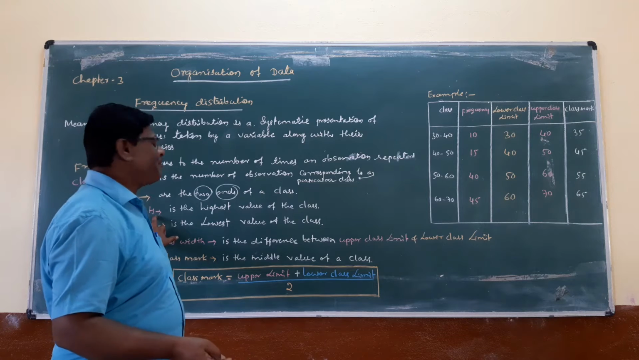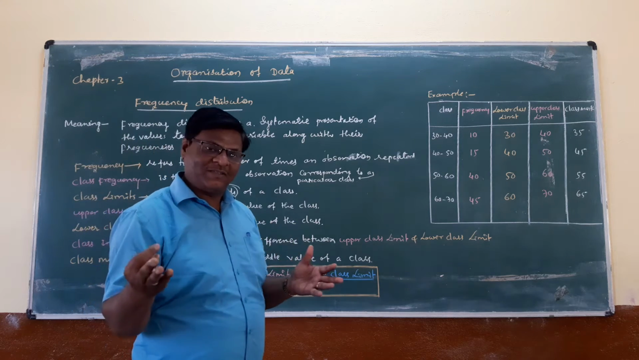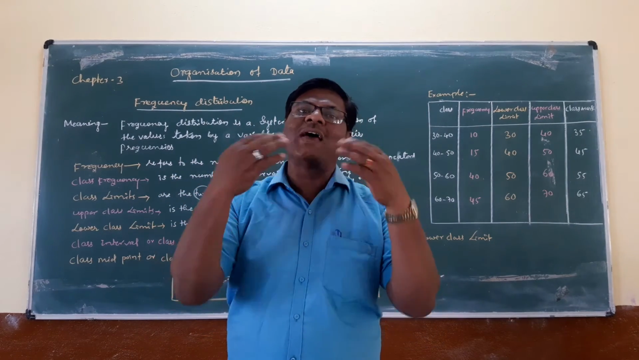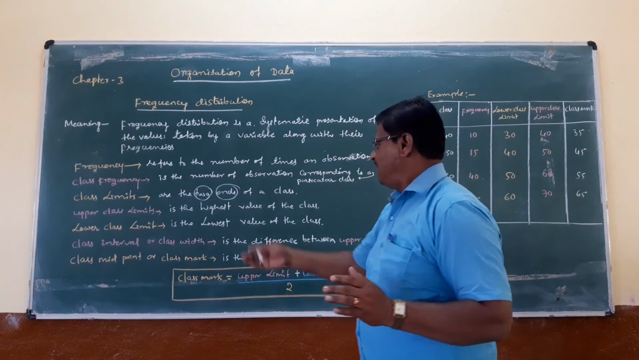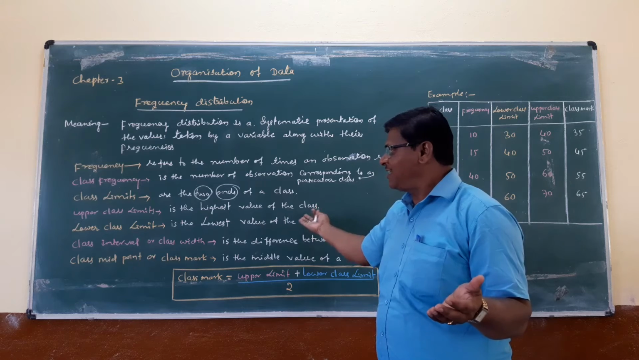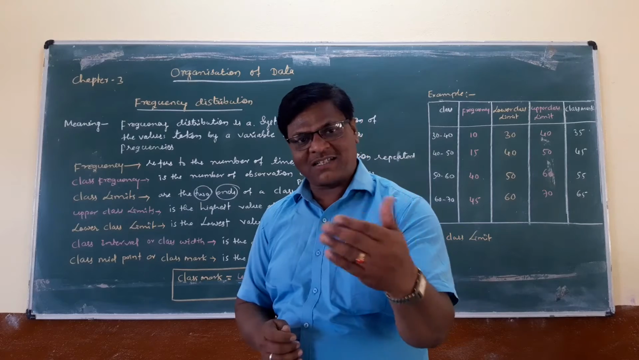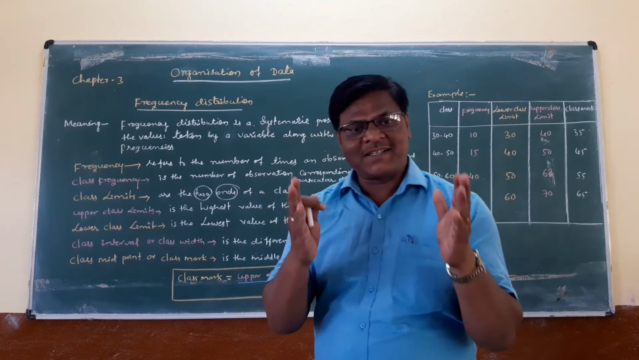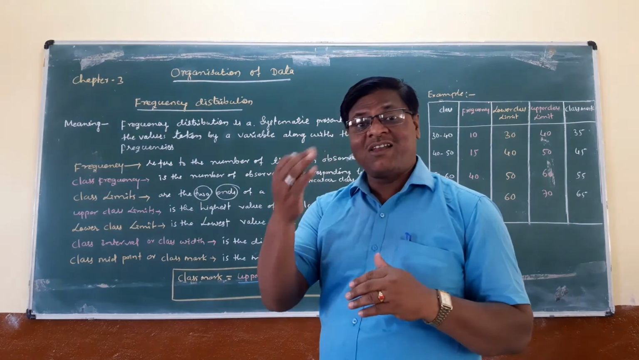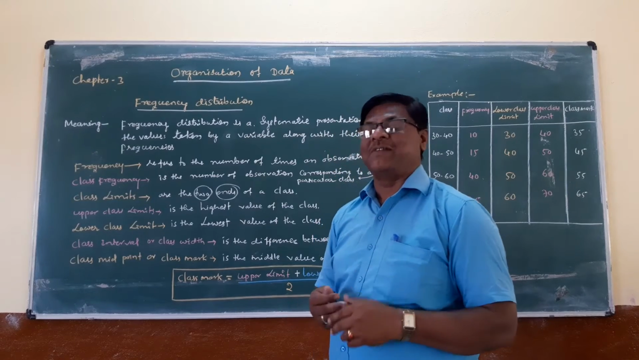And what is the upper class limit? The upper class limit is the highest value of the class. It is called the upper class limit. Keep in mind, the upper class limit is the highest value of the class.